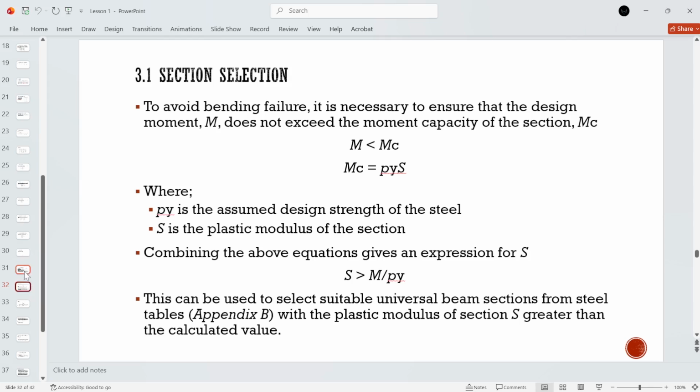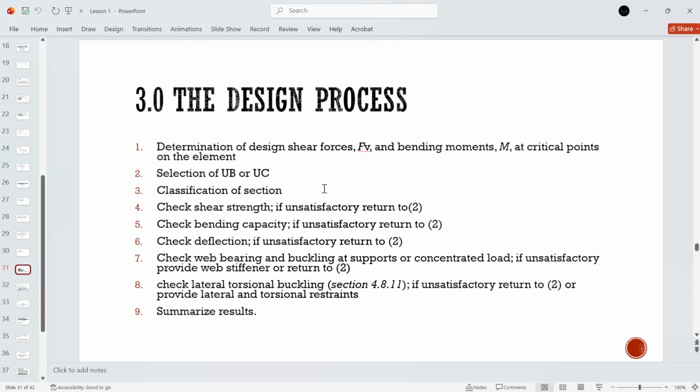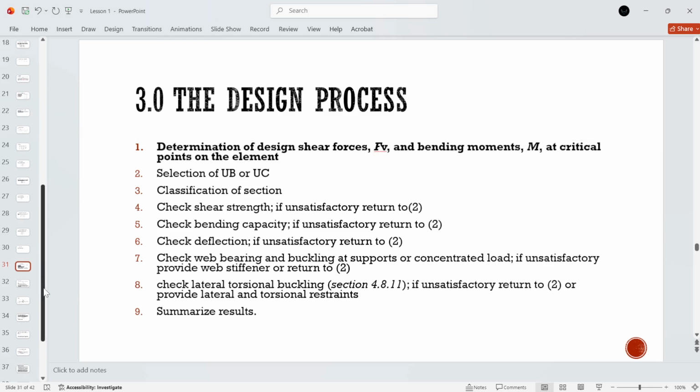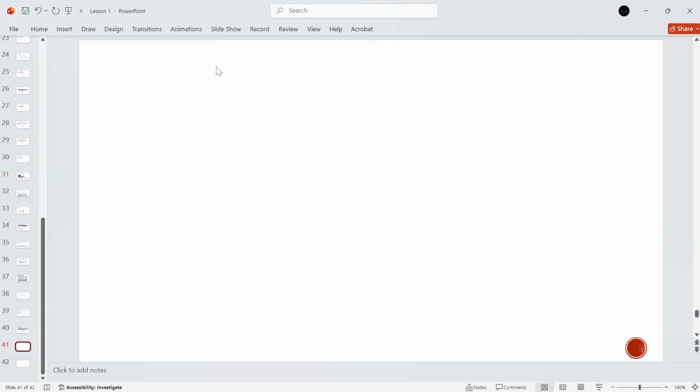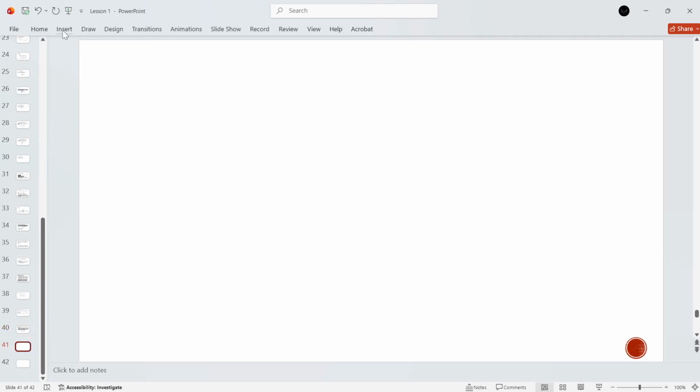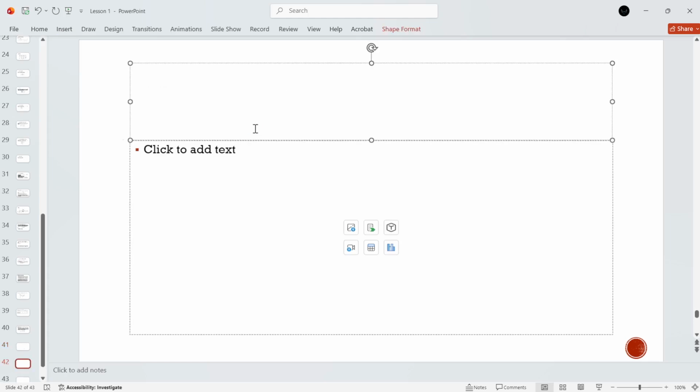So it's just right here. Exactly. The process number one is the determination of design shear force and bending moments at critical points on the element. So let me pick that one and bring it down here. I believe you can see my screen well. So we already have a question that we're going to use, but let me have a new slide here.